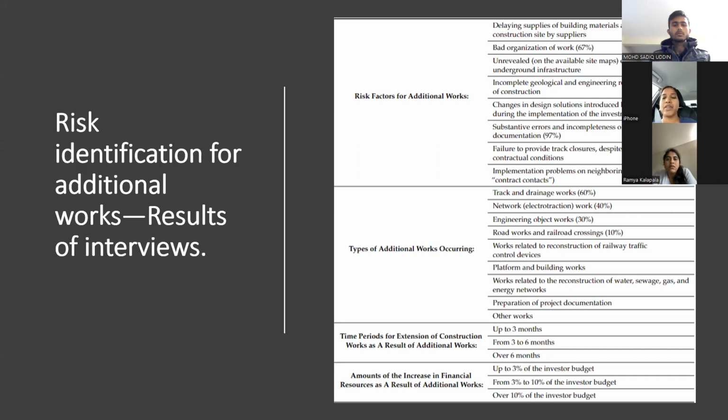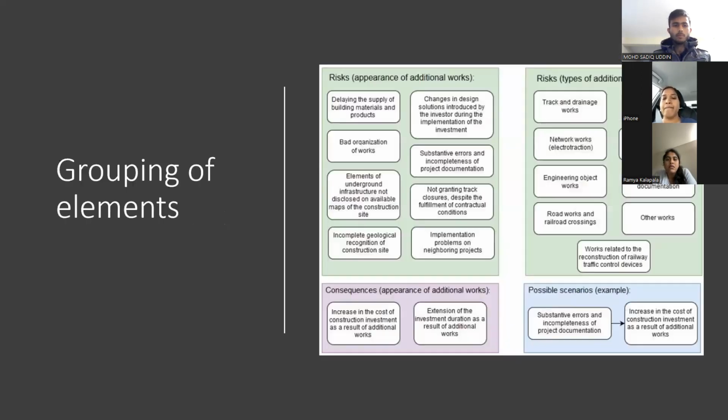The probability level of occurrence was reported in percent for the risk factors that cause additional works and the types of additional works. And the Bayes network model featured the determination of the level of probability of the consequences of additional works due to the huge number of possible combinations. And next we'll understand how these elements are grouped in the next slide.